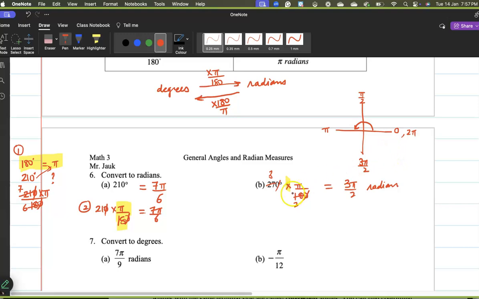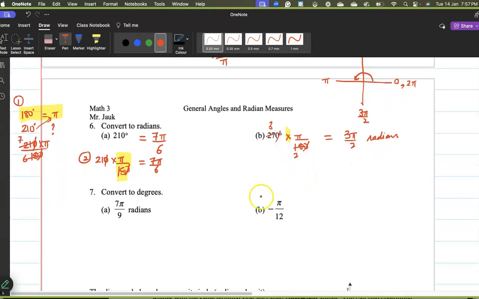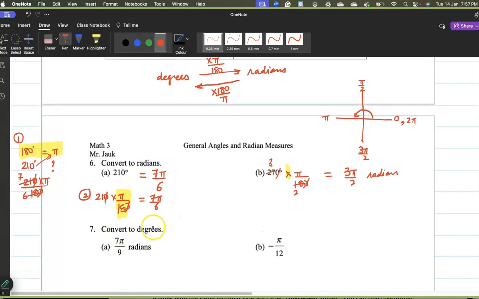So this is 2 pi, and then it's just pi upon 2, right? Pi upon 2, yeah. 90 degrees is pi upon 2. That makes sense. Now how do you convert to degrees?